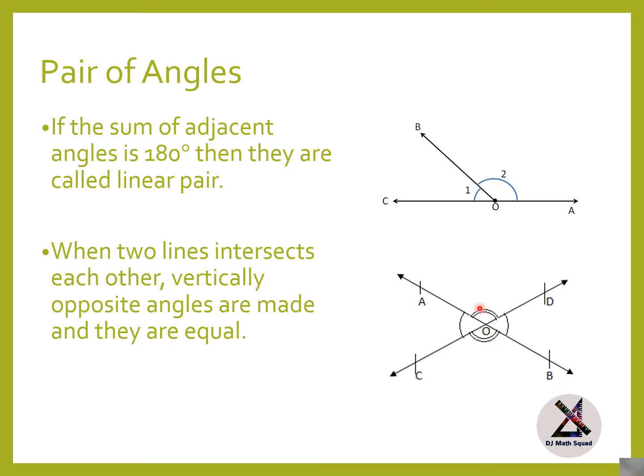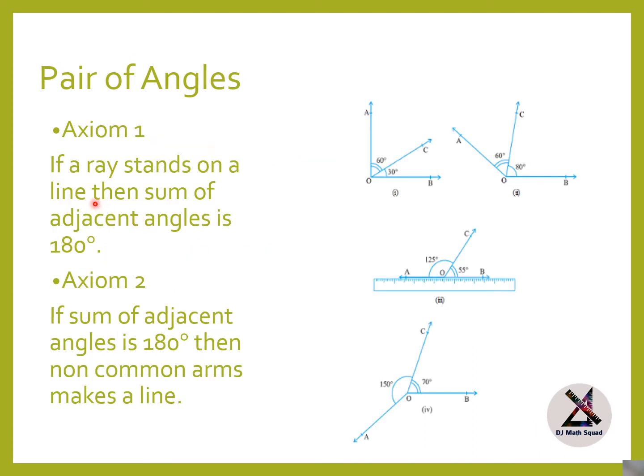Now, the best way to identify vertically opposite angles is that you will see a cross kind of a shape. So that is the best way to understand vertically opposite angles. Now here we are discussing a few important points.